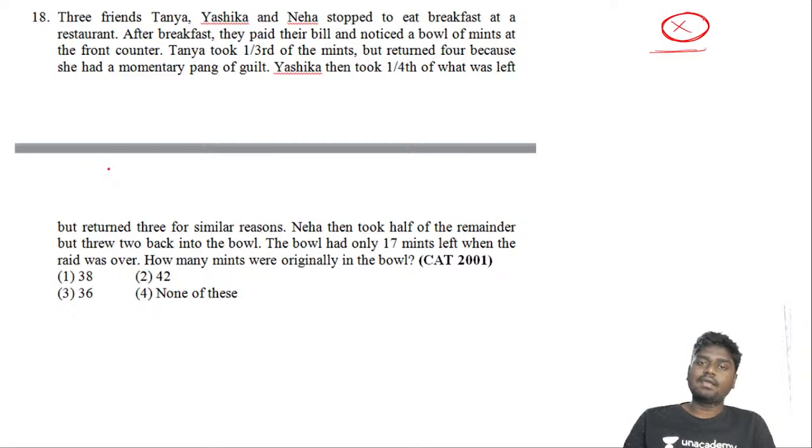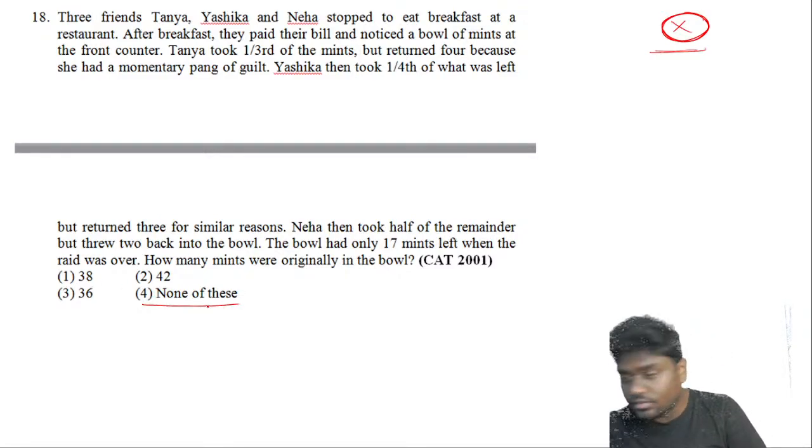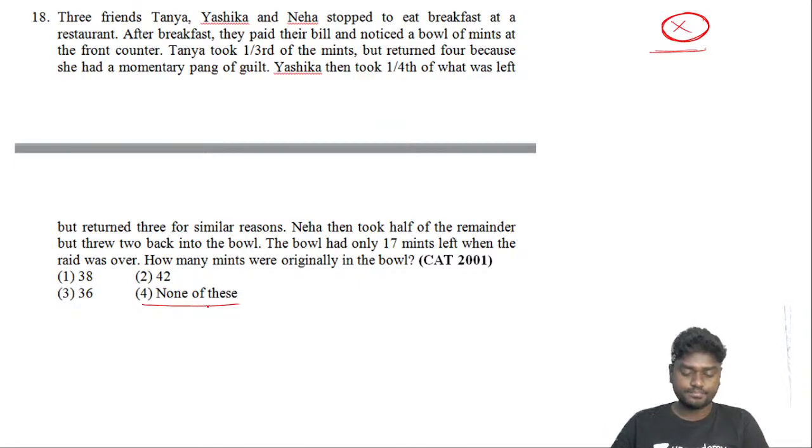One way is to assume, let's say, 100x mints in the bowl originally, and then try to solve it using the various happenings for Tanya, Yashika, and Neha. The other way is to take the options and decode it, trying to rule them out. Let me do the second case first. Let me take the options. Let's say you also have one more option called none of these, which is also an important thing that we really need to know.